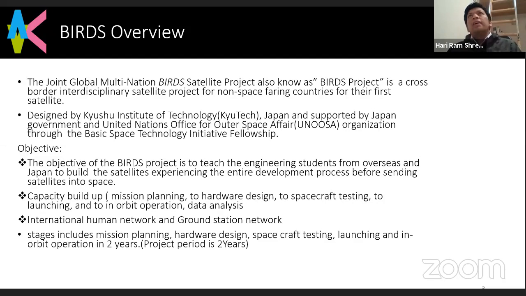This is the right place to connect to an international human network with each other. We can also develop and upgrade the ground station for the future, so we can fulfill other kinds of missions. This project should be completed in 2 years, the entire project, so this is a good chance for everyone.